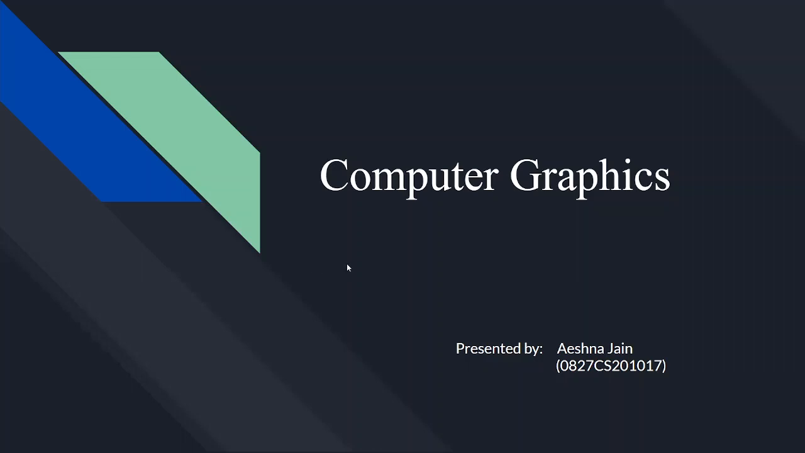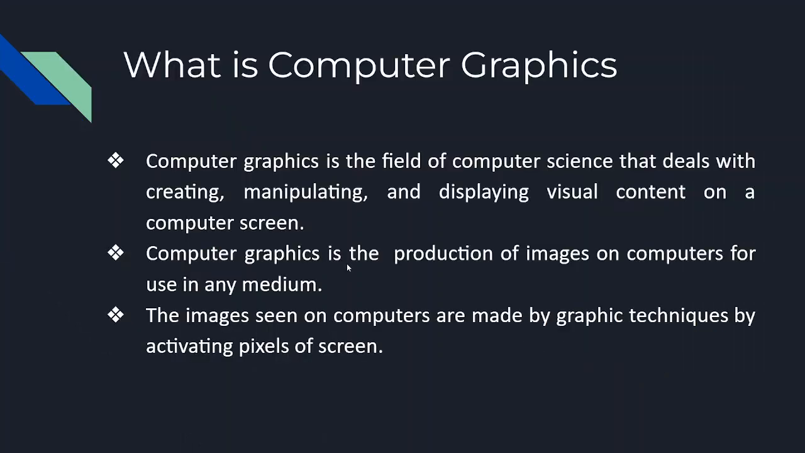So let's get started. So first, what is computer graphics? It is a field of computer science that deals with creating, manipulating and displaying visual content on computer screen. Whatever type of images or text or videos we can see on computer screen or display devices is possible due to computer graphics.